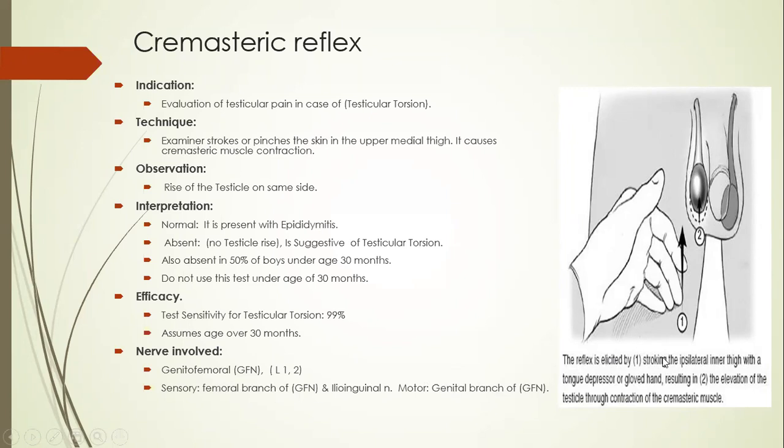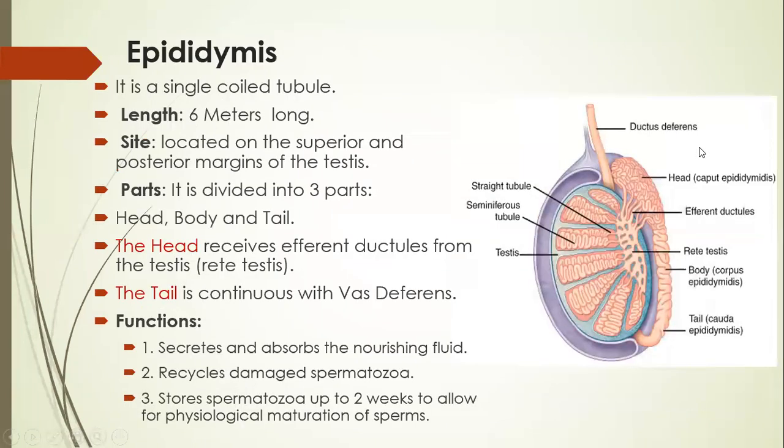The reflex is elicited by stroking the ipsilateral inner thigh with a tongue depressor or gloved hand, resulting in elevation of the testicle through contraction of the cremastic muscle. So when you stroke here, it will pull the testis upwards. Okay, this was about the testis. Now we'll go to the accessory organs.